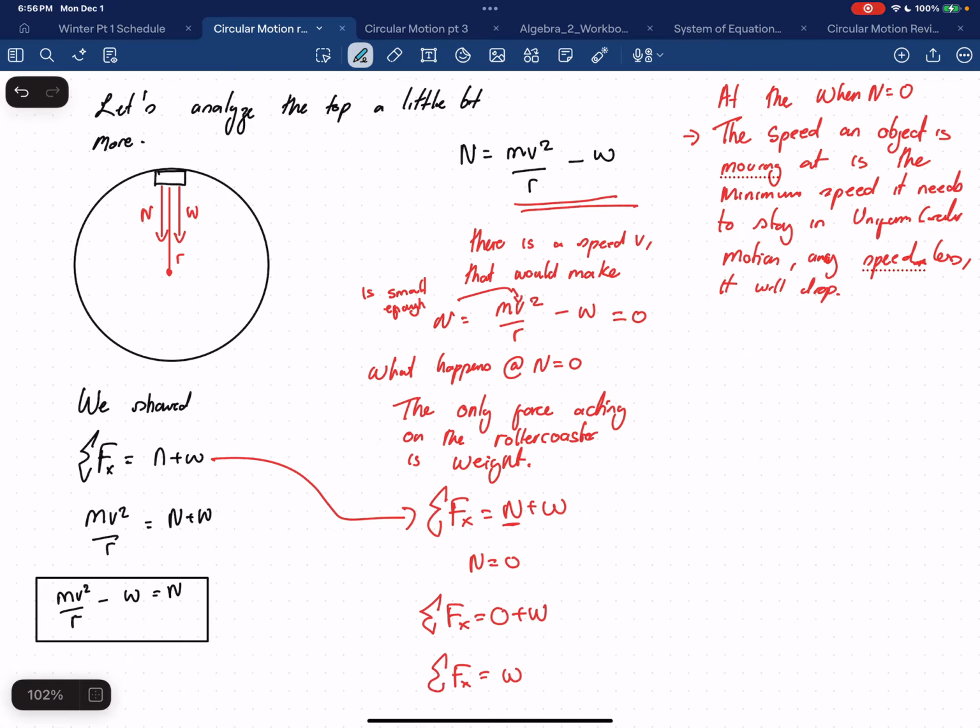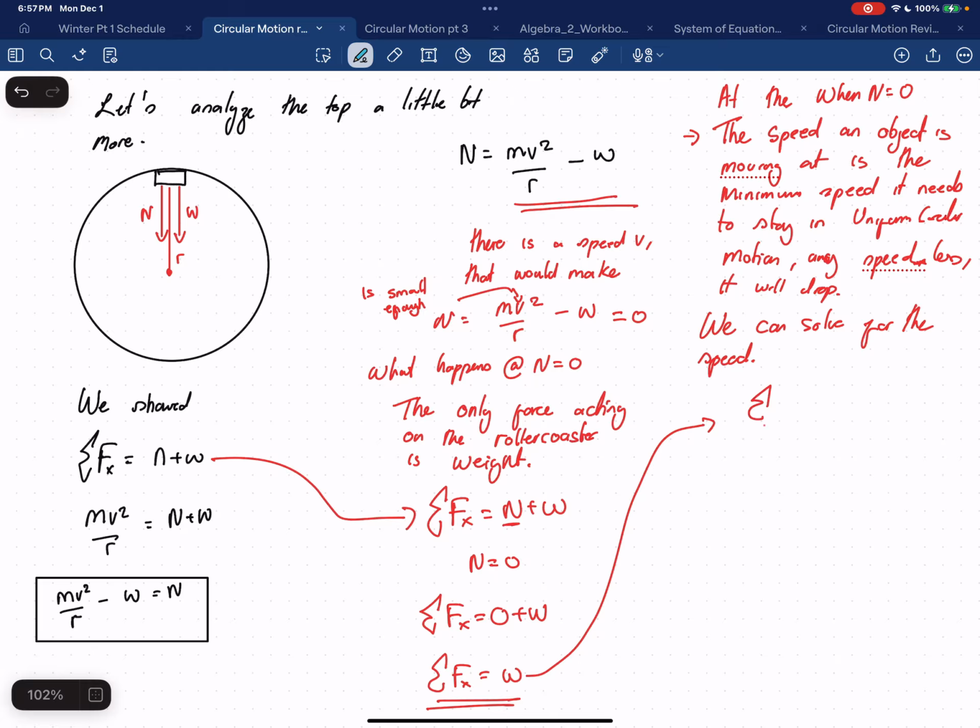Now the minimum speed you need is when N equals 0. All right, so we can solve for this speed. We actually just did half the job. It's the same thing that we've been doing.